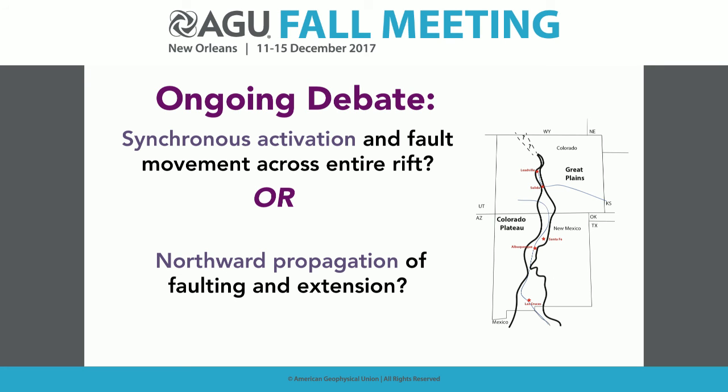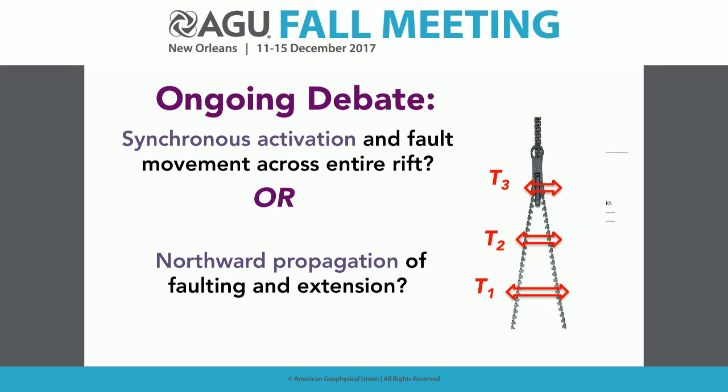And that debate centers around two simple ideas, one being, did extension and magmatism happen synchronously across the entire length of the rift? Or was it more of a northward propagation, where you have extension beginning in the south, moving through to the central part and up to the northern part of the rift, kind of like a zipper? And so I'm going to try to get at conclusions about these debates by looking at shallow crustal processes and looking at low temperature thermochronology.